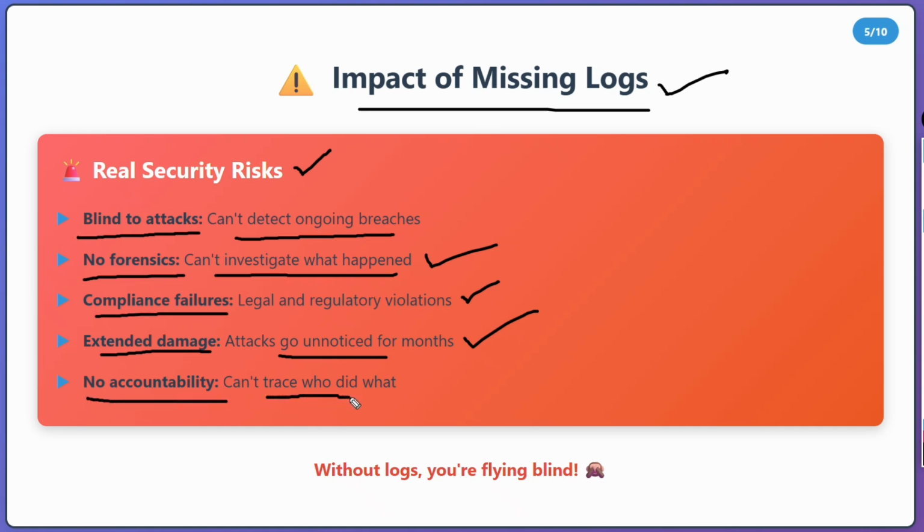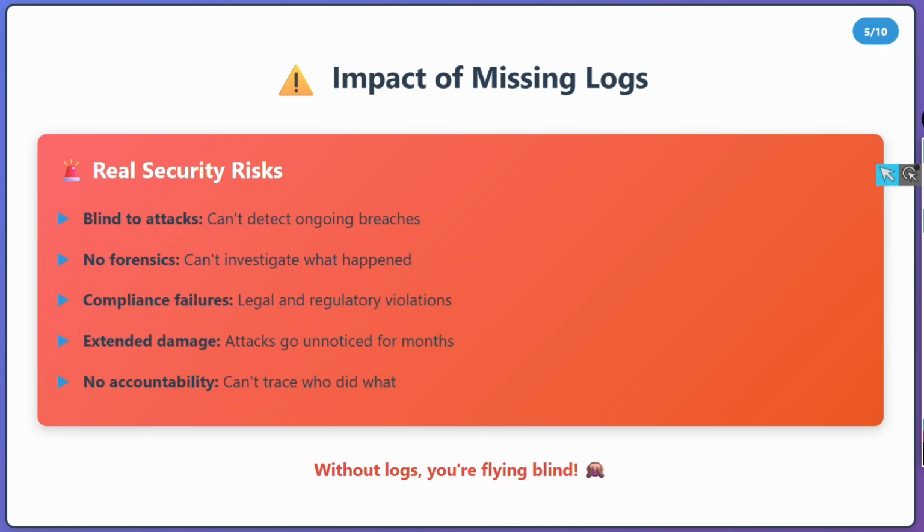That means we cannot track or trace who did what. Whenever you have your logs, that will provide you accountability. Without them, you cannot prove who accessed it, what they accessed, and when they accessed it. That's a very major risk, especially in a shared environment. So without logs, you are flying blind. Okay, so it will lead to potential threats.